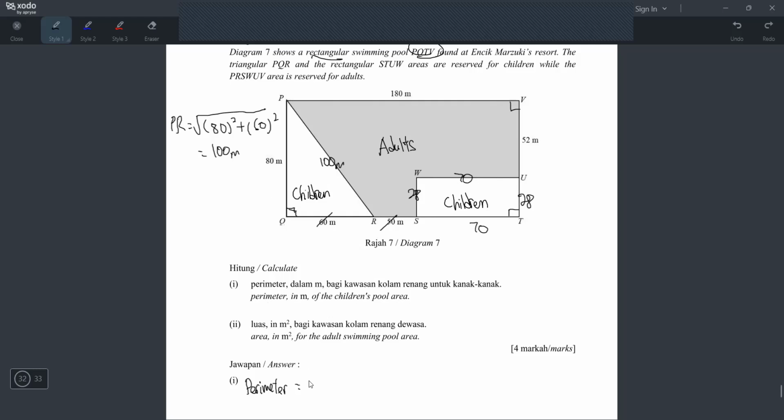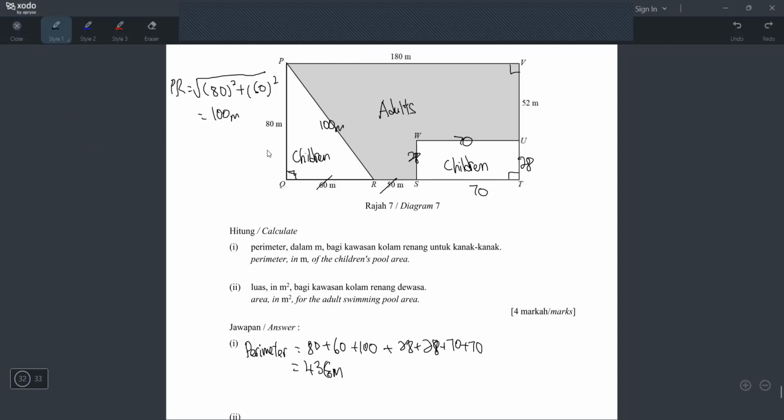So it will be 80 meter plus 60 meter plus 100 meter. And then this one, also the perimeter of the children's pool: 28 meter plus 28 meter plus 70 meter plus 70 meter, like that. Press all this and then you get the answer. 240 plus 56 plus 140. 436. So the answer is 436. And don't forget to write the unit. This is meter, because everything is in meter, right?